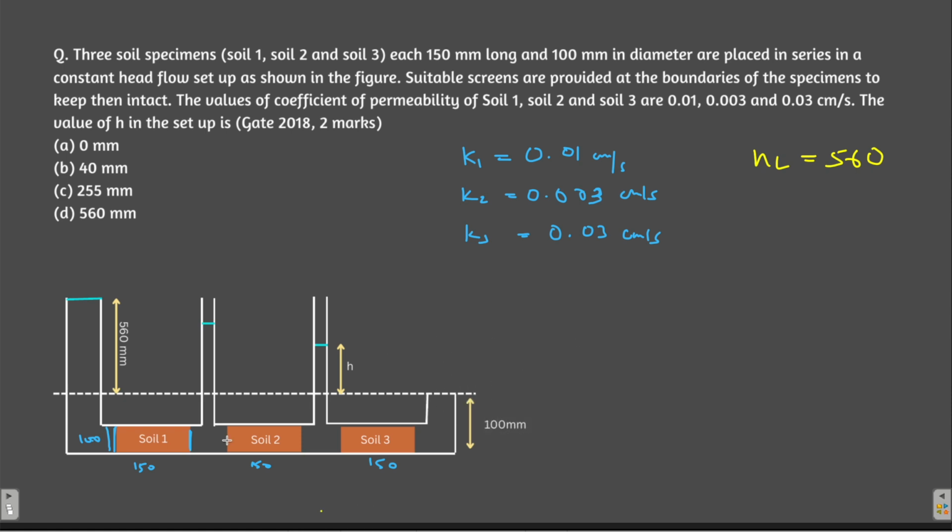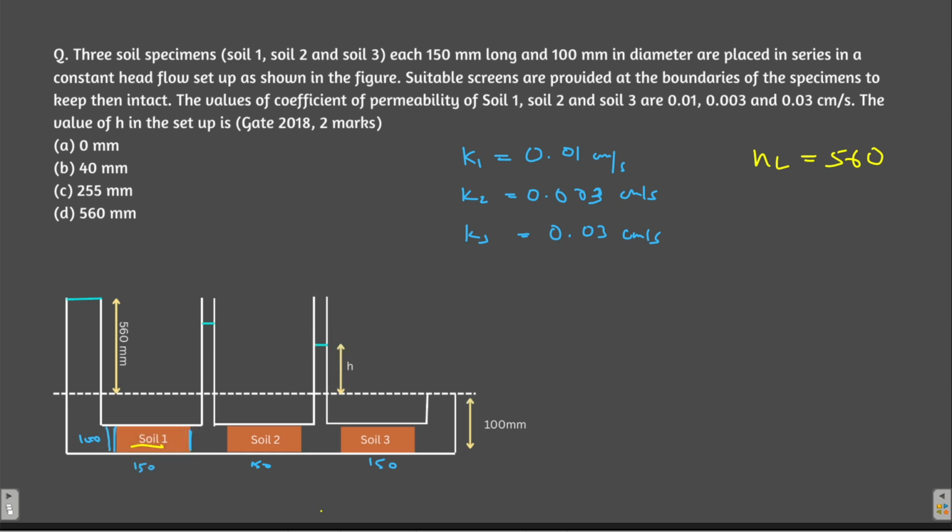Now how to solve this question? There is a certain head loss in the water as it travels through soil 1. This is marked by this one. The final head is this one and the initial head was this one, so this is the head loss. Secondly, it comes to this level after passing through soil 2. So this is the head loss again, and then from H it is coming back to this position. So this is the third head loss. Every time the water passes through the soil mass, it experiences a certain loss in head.